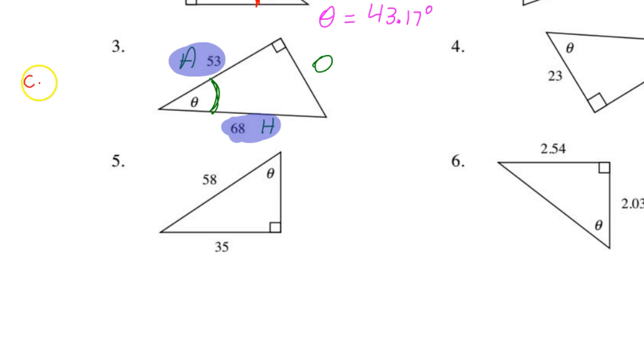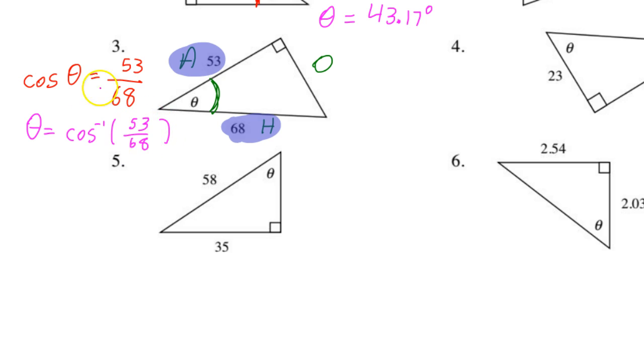So question number 3 is going to start off as cosine theta is adjacent over hypotenuse, which is 53 over 68. So then my final answer for question number 3 is going to be theta is equal to cosine inverse, and then the exact same fraction that we just wrote right there. Grabbing the calculator and doing cosine inverse of 53 divided by 68, and doing the appropriate rounding, it is going to be roughly about 38.79 degrees.